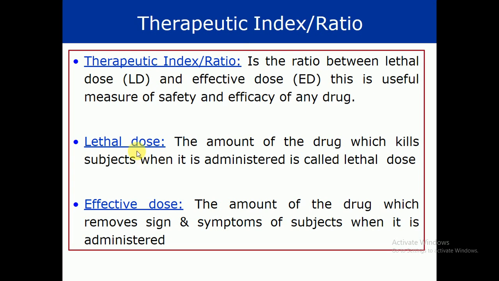Lethal dose is the amount or quantity of a drug which can kill an individual when it is administered. Especially in case of overdosing, it may kill the subject when administered. So it is called lethal dose. Another one is effective dose. Effective dose is the amount or quantity of a drug which removes the signs and symptoms of the person to whom it is administered.